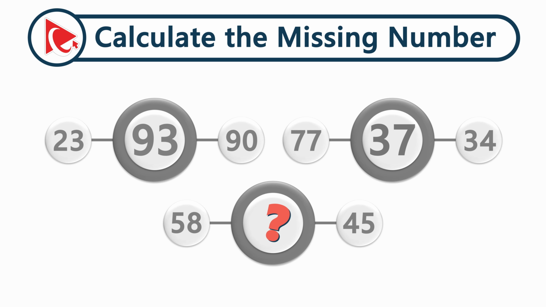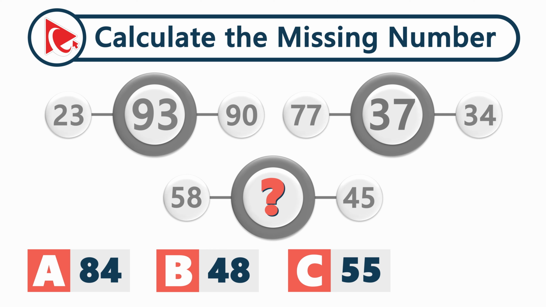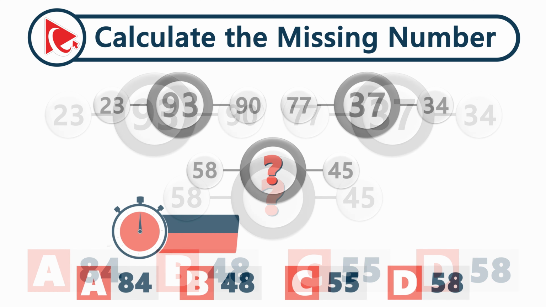Guess what? Your goal is to calculate the missing number and select 1 out of 4 possible choices. Choice A, 84. Choice B, 48. Choice C, 55. And last but not least, choice D, 58.